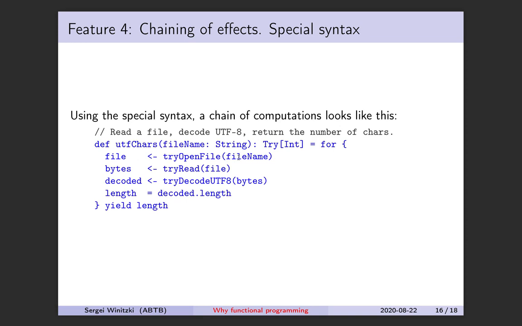You try to open a file. Now it's kind of easy to see what's happening. You get a file. You try reading that file, you get bytes. Try decoding these bytes, you get a decoded array, and then you get the length of that string. And then the result is the length. Now the result is going to be a try of this length value. So it could actually fail if any of these operations fail here in the middle, but it could succeed.